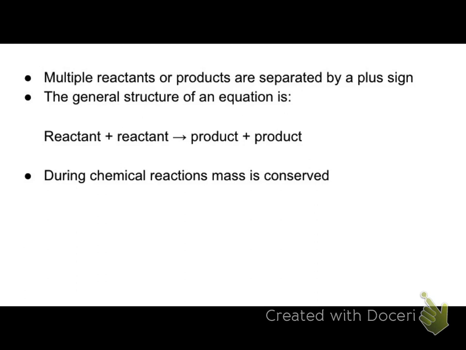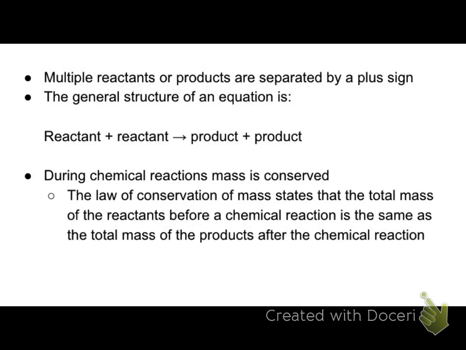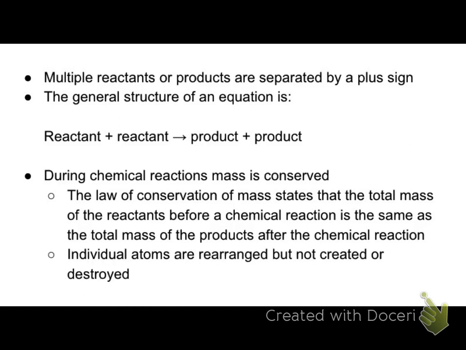During chemical reactions, mass is conserved, meaning mass is saved. We talked about this already, but this is called the law of conservation of mass, which means the total mass of the reactants before the reaction is the same as the total mass of the products after. We have no new atoms. They are just rearranged. We don't create atoms. We don't destroy atoms. We just break bonds and mix them around.